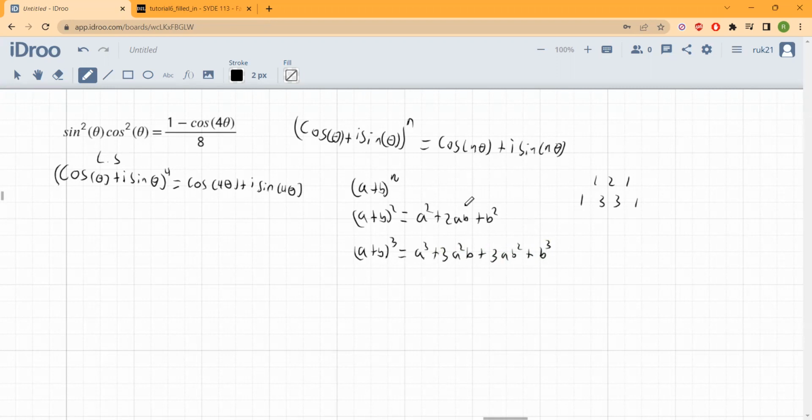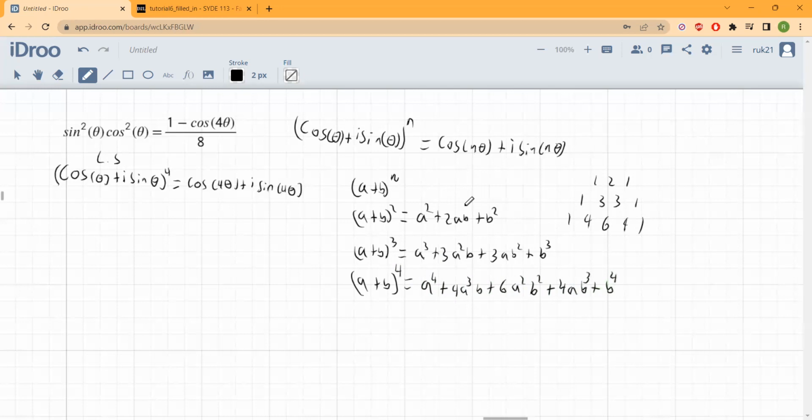You can also notice that the power of a decreases, a cubed becomes a squared, while the power of b grows. So if we have 4, the coefficients are going to be 1, 4, 6, 4, 1. If I open it up here quickly to the side, it's going to be a lot clearer. We get a to the power of 4 plus 4a cubed b plus 6a squared b squared plus 4ab cubed plus b to the power of 4. And there you go.